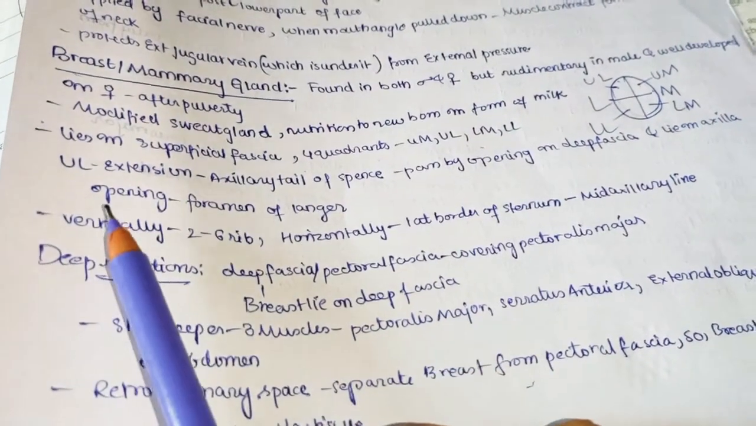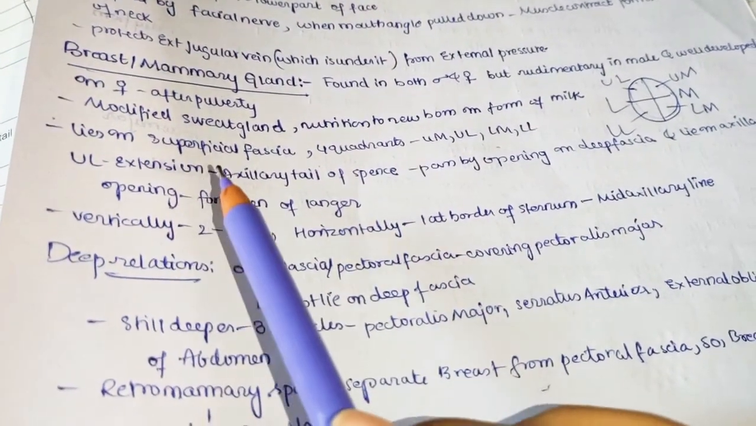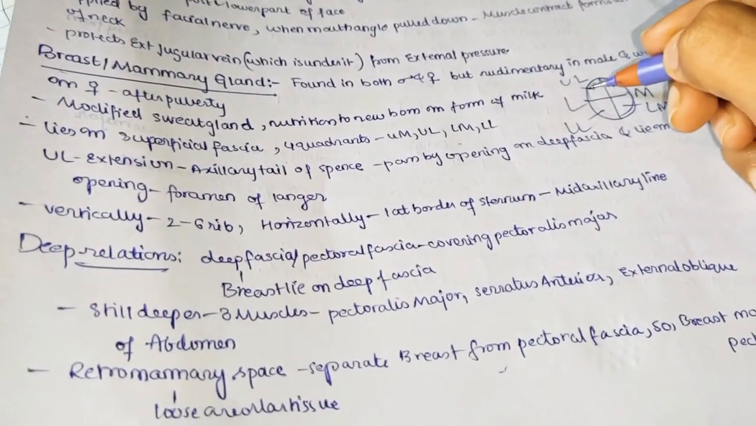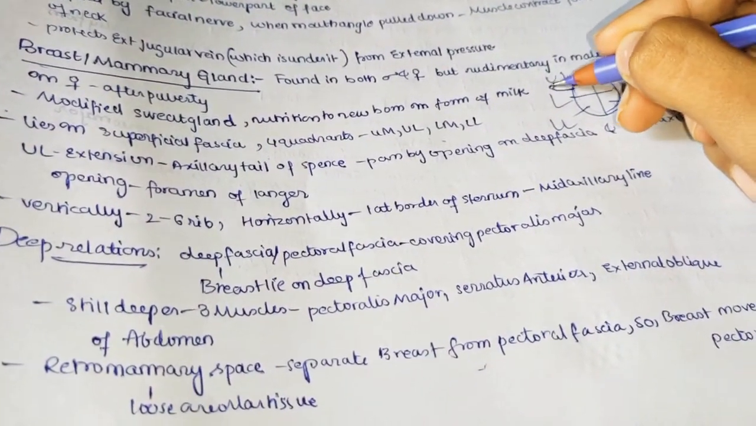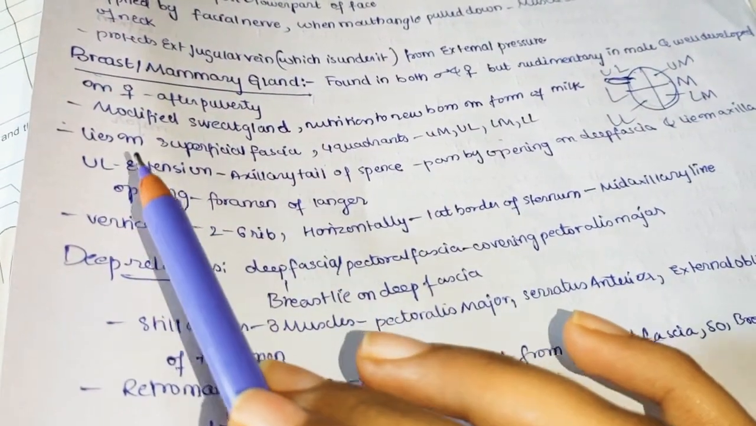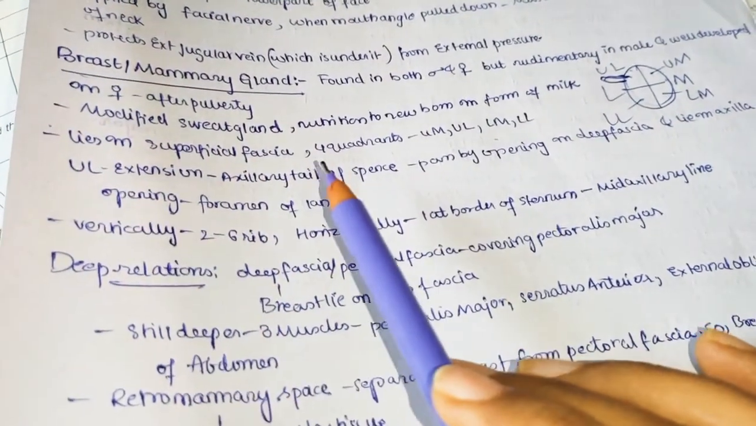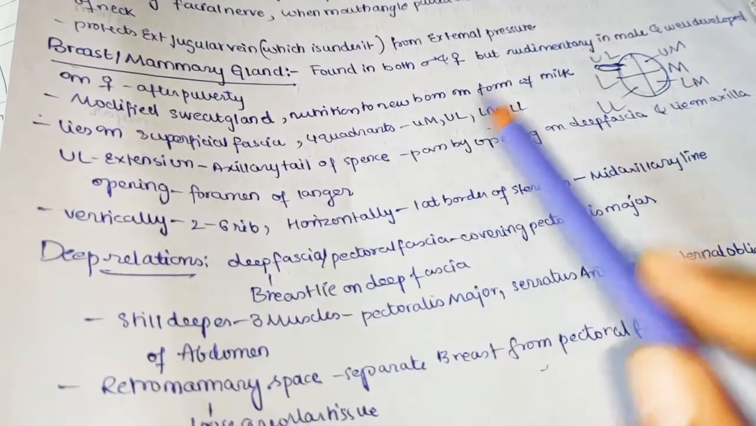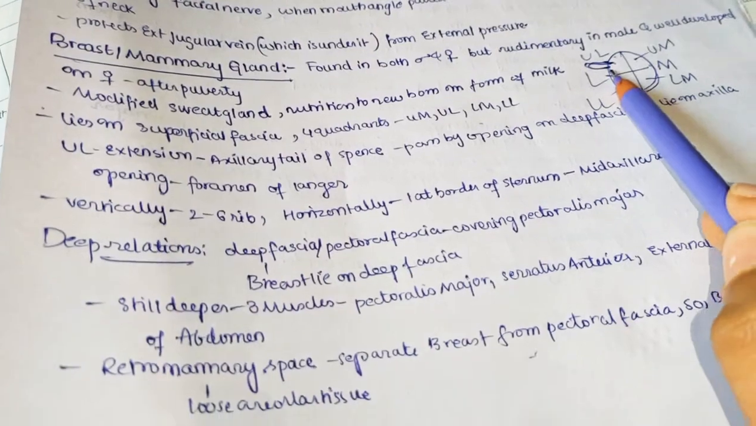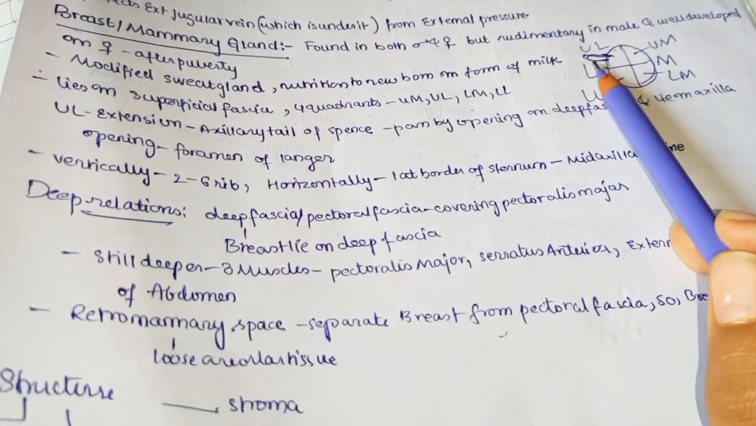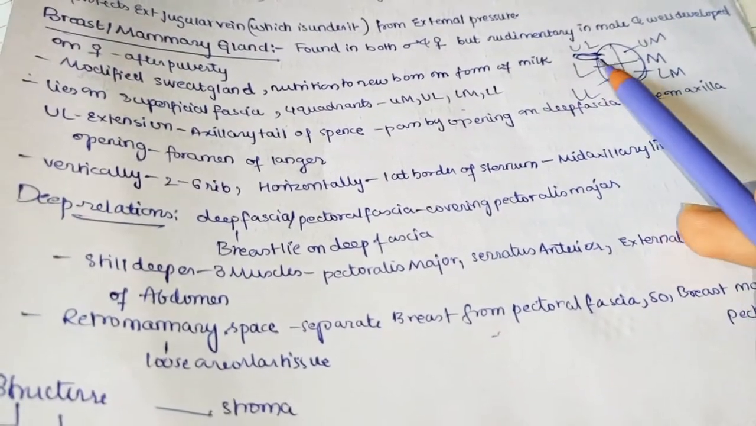Mainly in the upper lateral quadrant there is an extension, like this. This extension from the upper lateral quadrant is called the axillary tail of Spence. It passes through an opening which is present in the deep fascia.